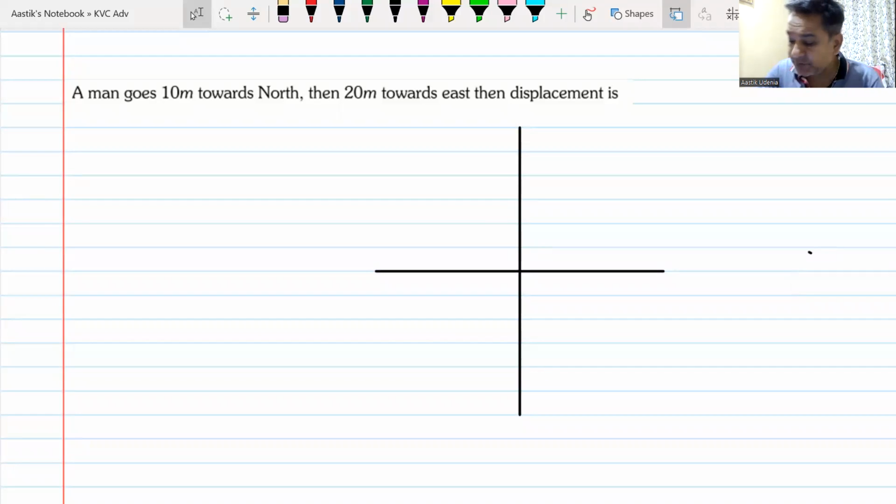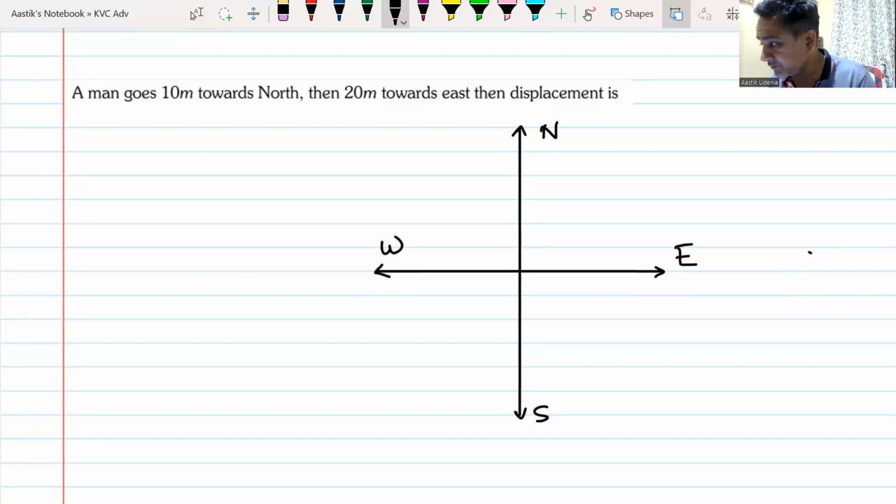Okay. So how are we supposed to do this? We can take this as our coordinate system. This is north, this is south, this is, I think, west, and this is east. Do we understand this?